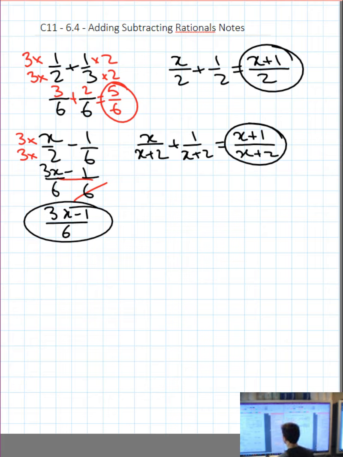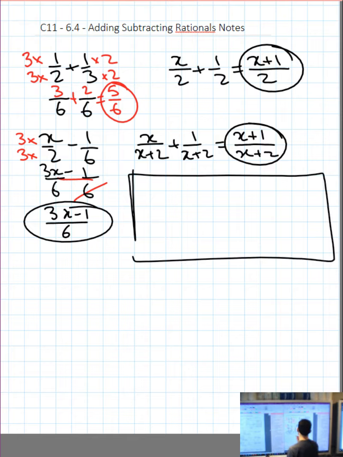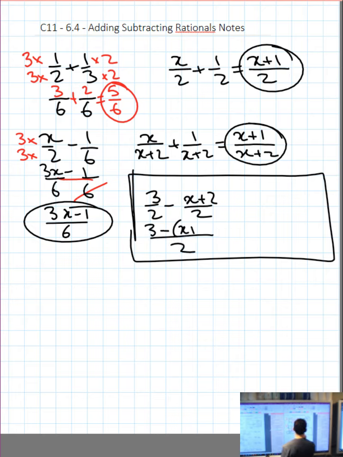So I've gone down a little bit too far. I skipped the thing in the box. Let's do the box. Pardon me. So let's take 3 over 2 minus a fraction x plus 2 all over 2. We have a lowest common denominator of 2, so we can say 2 on the bottom. We have to say 3 minus open bracket, and then distribute the negative and then keep going.